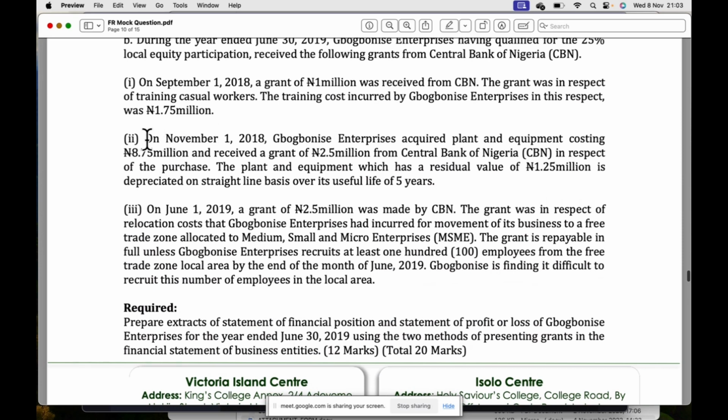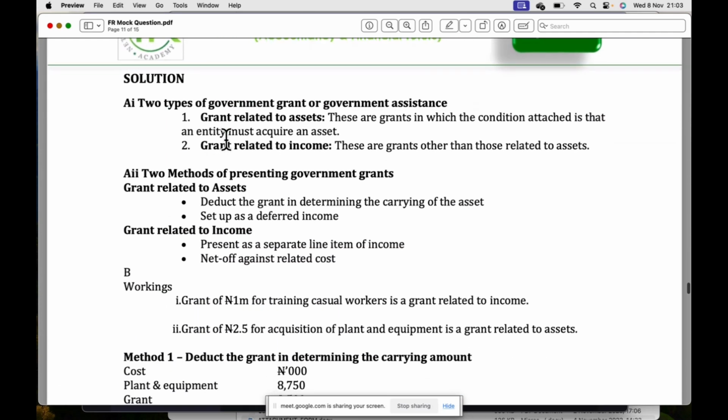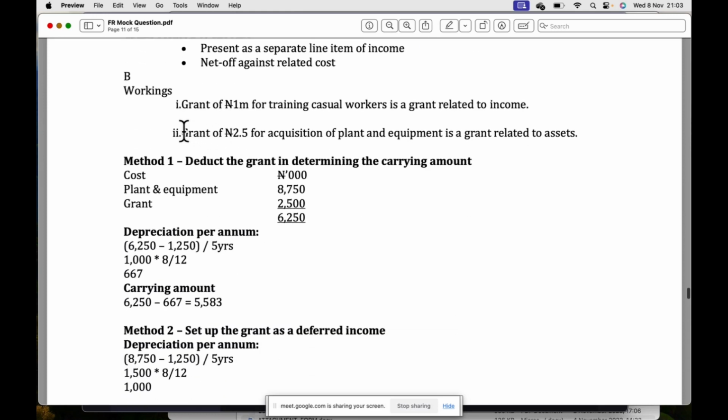This second one that we identified is a grant related to assets. A lot of students were able to identify that because it's quite straightforward. They said he has to acquire an asset, then they gave him a grant because of that. But when the students got it wrong, let me show you. The grant of 2.5 million for acquisition of PPE is a grant related to assets. So I have to show my workings for that now because there are two methods for grants related to assets, and that will affect the value of my asset.